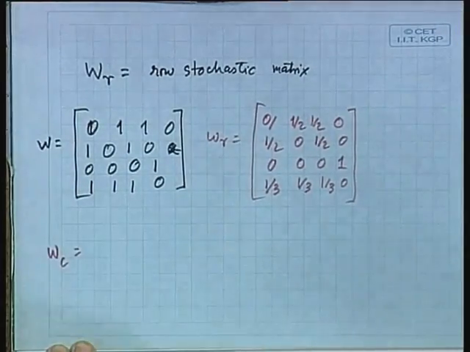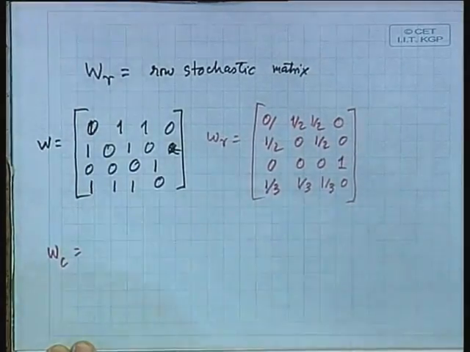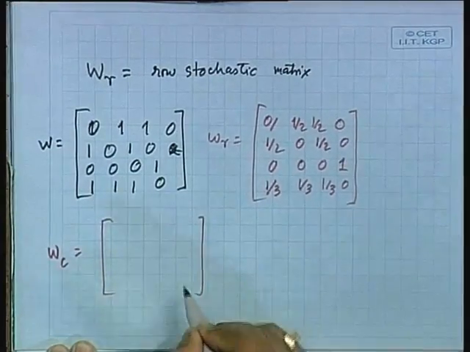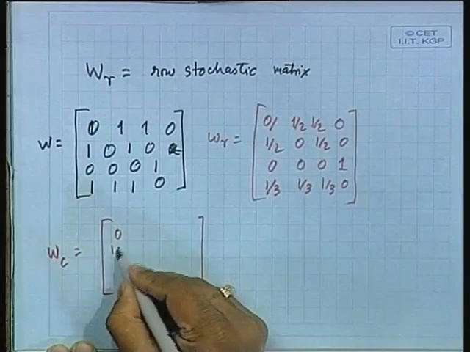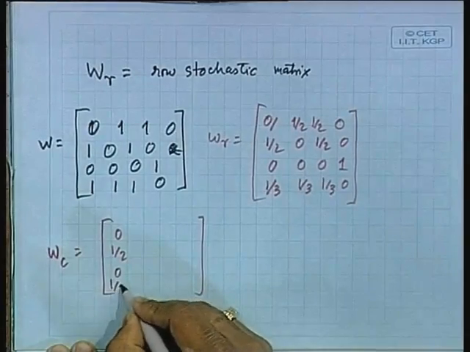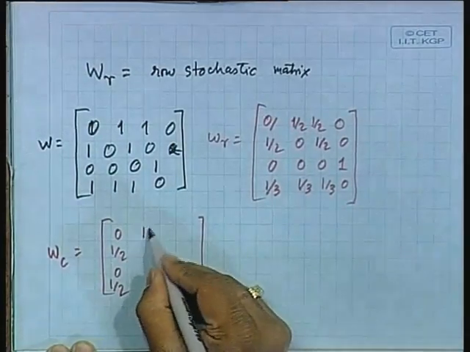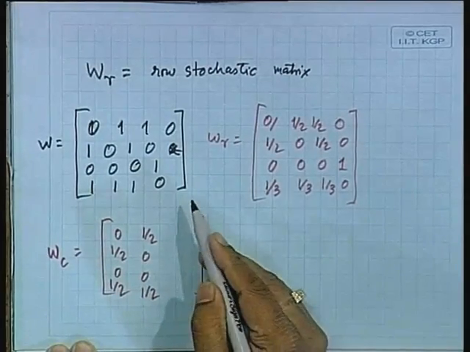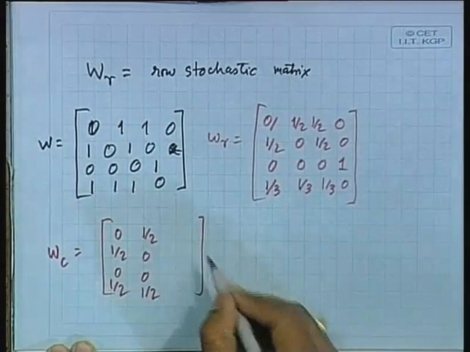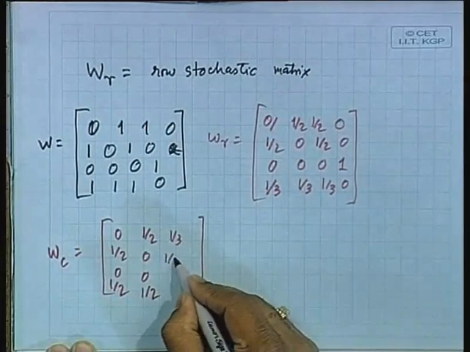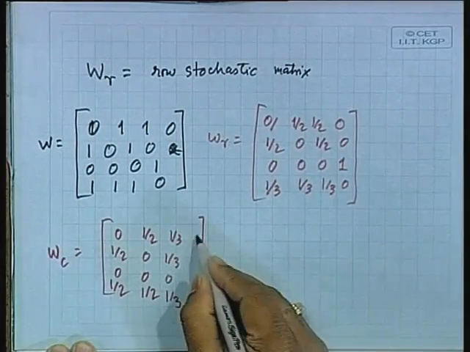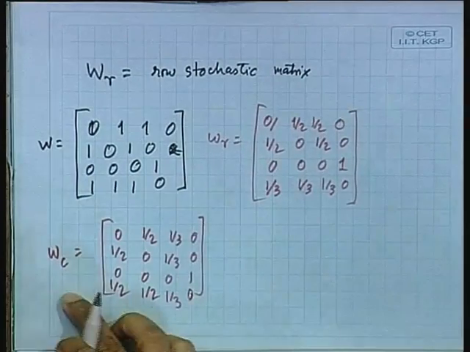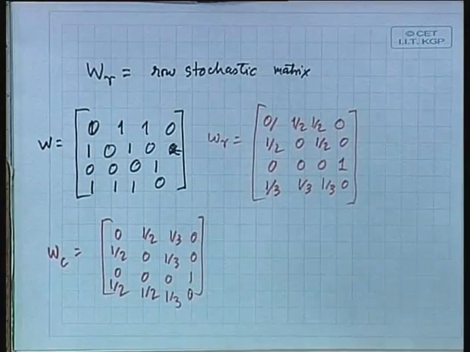WC is the corresponding column stochastic matrix. You divide all the columns by the corresponding in degrees. So what will be this particular column? This is also the same. What about the next one? And the last one. So this is the definition of WC and WR.